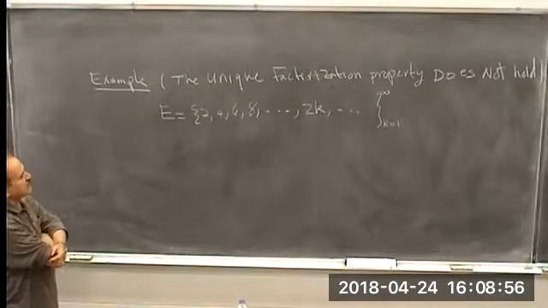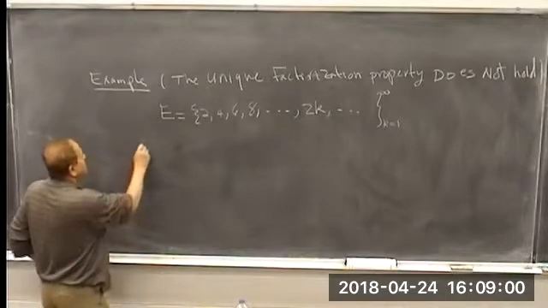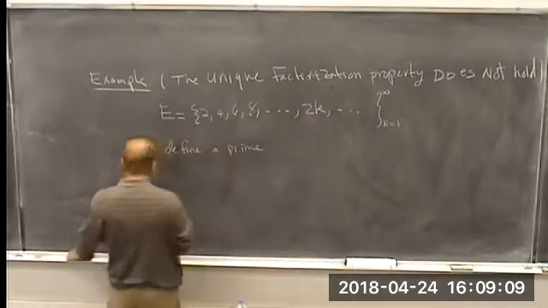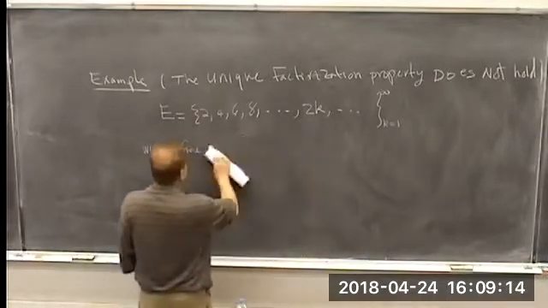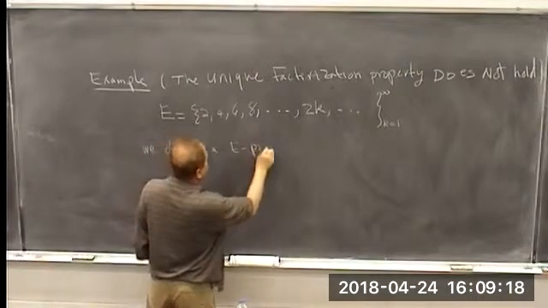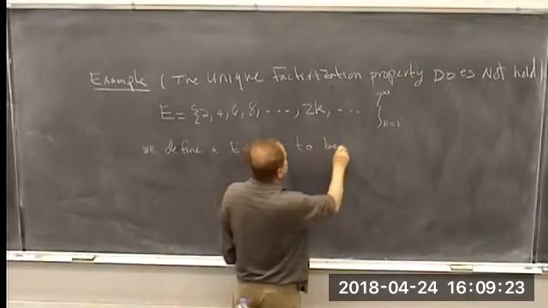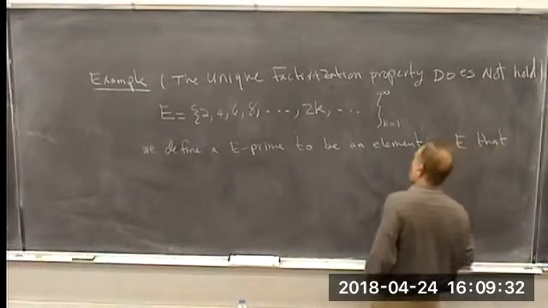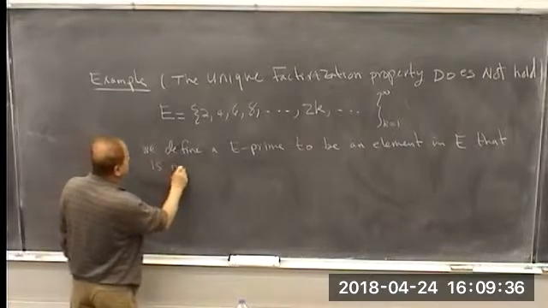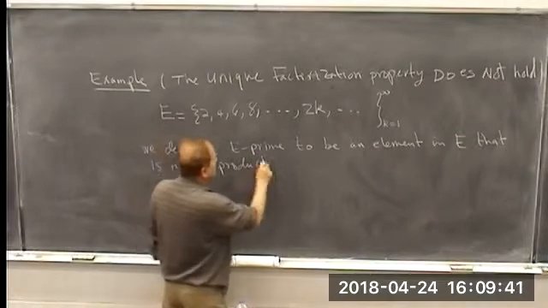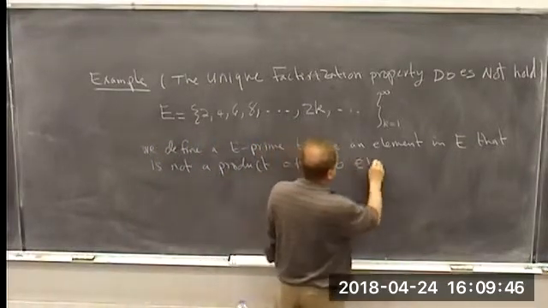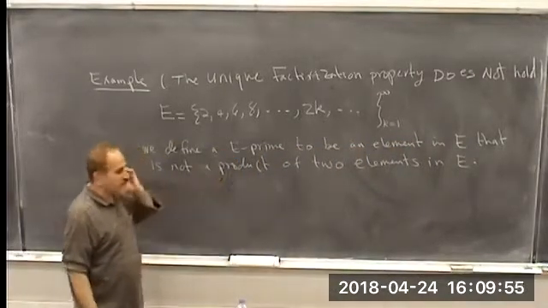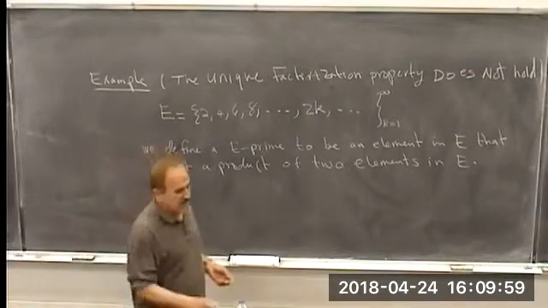Now, we need to define the concept of a prime. What do we mean by a prime? So we define the prime, or what we call E prime, to be an element in E that is not a product of two elements in E. And really, this is kind of what it is for primes for natural numbers, all right?